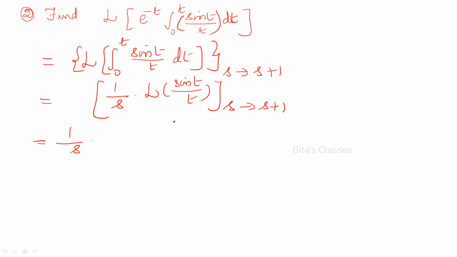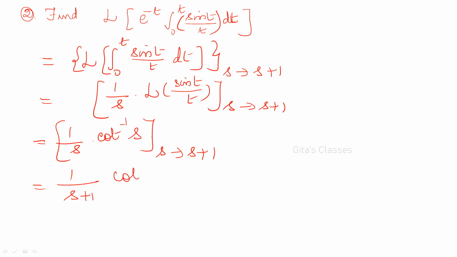That is 1 by s into, now L of sin t by t, this I have done in the previous class, that is division by t. One class I have explained problems on division by t. In that class I have explained L of sin t by t. This we have found to be cot inverse of s, in which s should be replaced by s plus 1. That is 1 by s plus 1 into cot inverse of s plus 1. Nothing, it is not difficult.